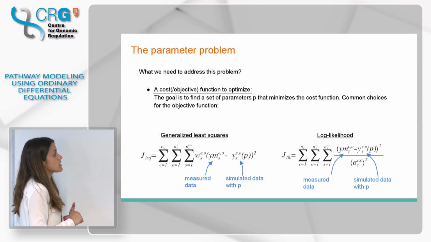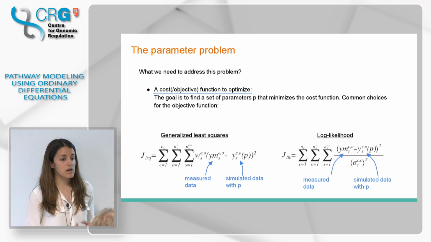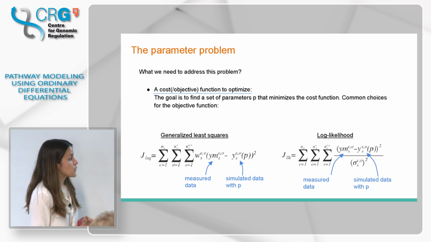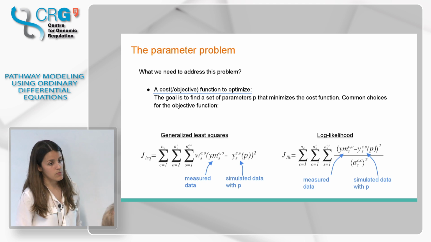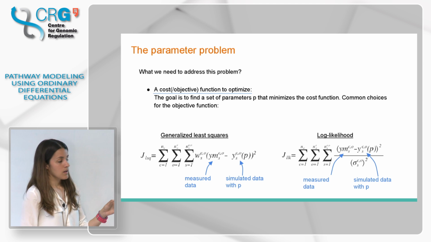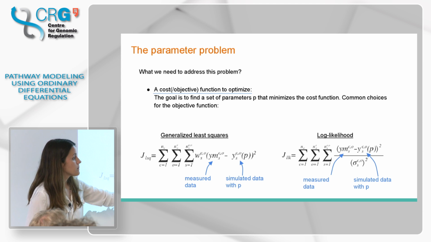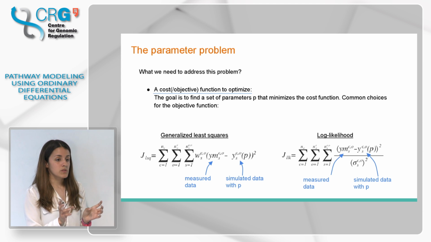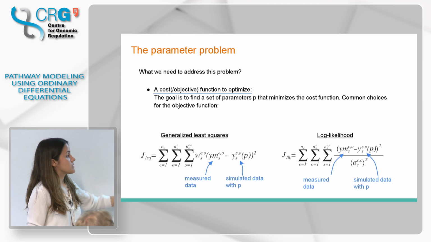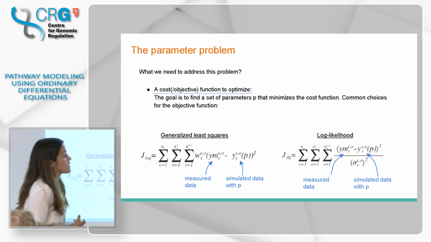Then we need a cost function to optimize. So the goal that we have now in this part of the tutorial is to find a set of parameters that minimizes this cost function. So what is this cost function? We can have different choices for it. This cost function is going to compare the results of my simulation with the experimental data that I'm getting from the laboratory, and try to minimize the difference between the values I'm getting from my simulation and the experimental values. For this, we can have different types of cost functions, like generalized least squares or likelihood.